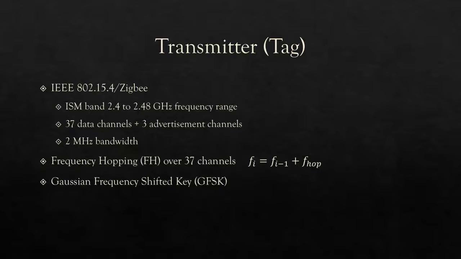802.15.4 Zigbee. It uses the ISM band, 2.4 to 2.48 GHz frequency range. This is divided into 37 data channels and 3 advertisement channels with 2 MHz bandwidth. It has frequency hopping and uses Gaussian frequency shift keying.